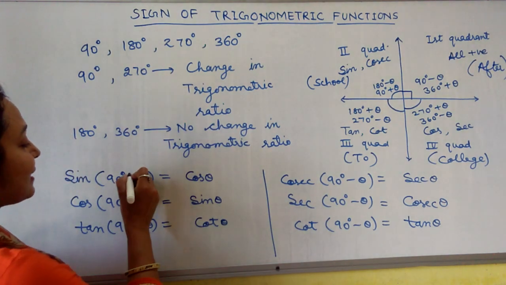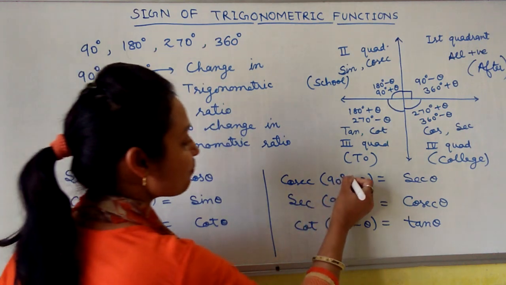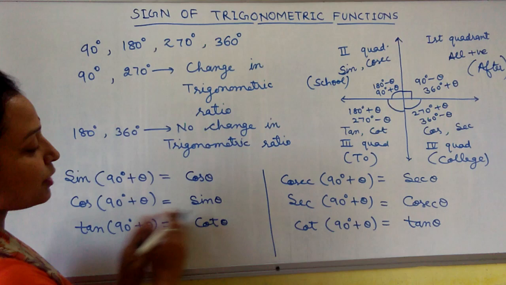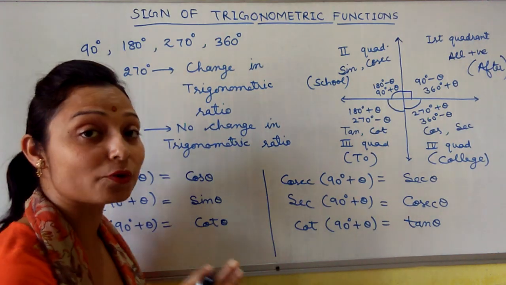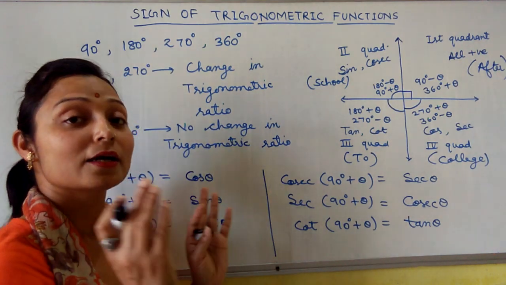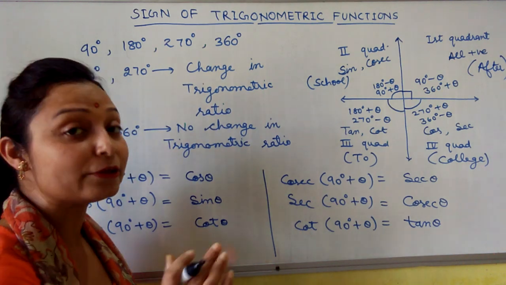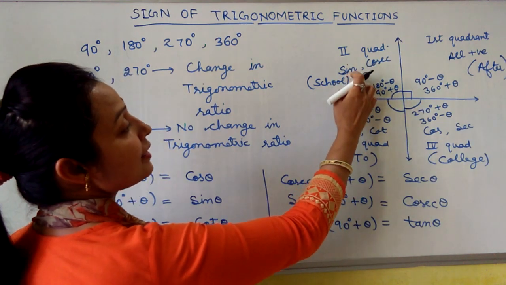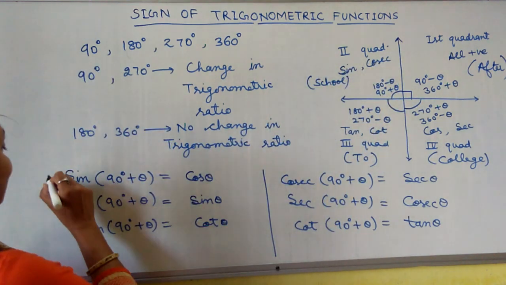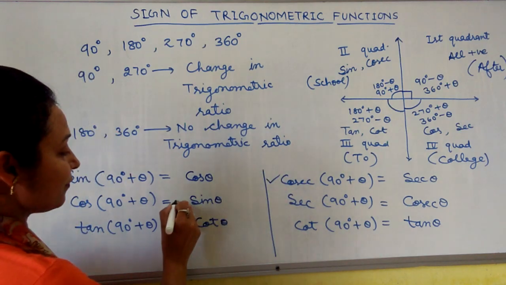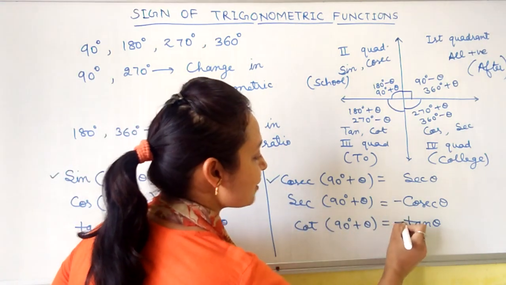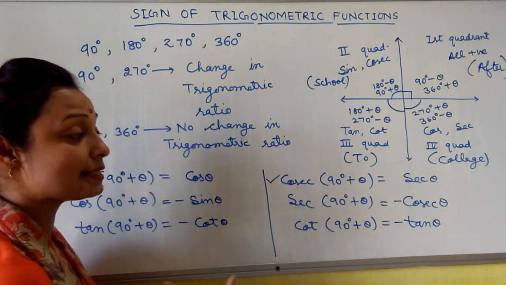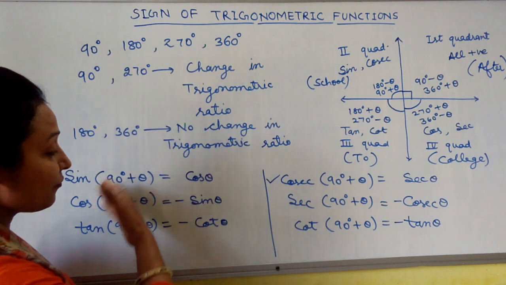Now come to the second, that is 90 plus theta. When we talk about 90 plus theta, the trigonometric ratios will be changed, but we will consider the quadrant also, in which quadrant it will lie. 90 plus theta is the second quadrant, and this quadrant is for sine and cosec. So we have to take sine and cosec as positive, other are negative in this quadrant. This is the way to take the trigonometric ratios in the various quadrants.